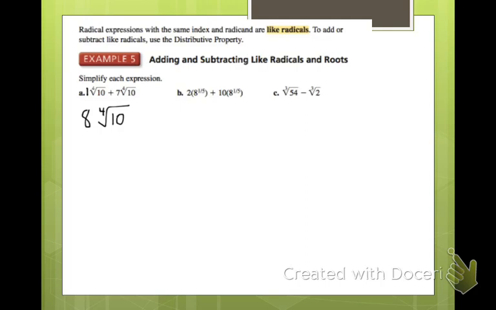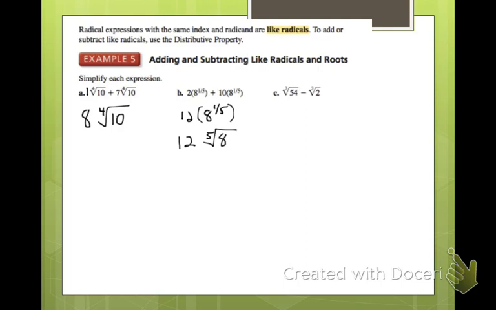Now B, even though it's not in radical form, it's in rational exponent form, it works the same way. So we have 2 times 8 to the 1/5 plus 10 times 8 to the 1/5. That will give us 12 times 8 to the 1/5. And let's just be consistent and rewrite that in radical form. So remember, the bottom number of the exponent is the root, the base is the radicand, and then to the first power. So we have 12 fifth roots of 8.